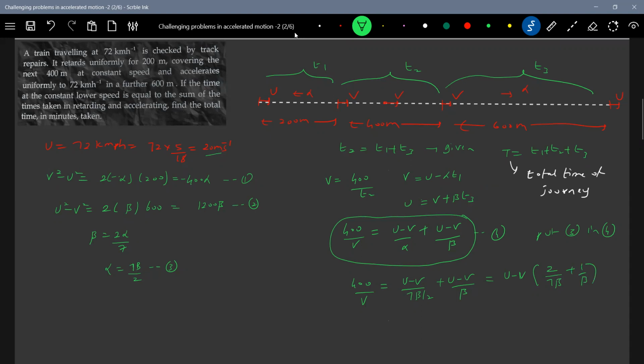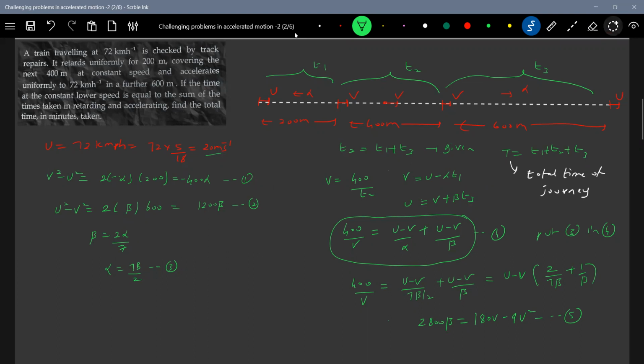Substituting U everything, solving this equation, I'll end up with the equation 2800 beta is equal to 180 V minus 9 V square. This is equation number 5. That's one primary equation we have. 1200. That's one thing.